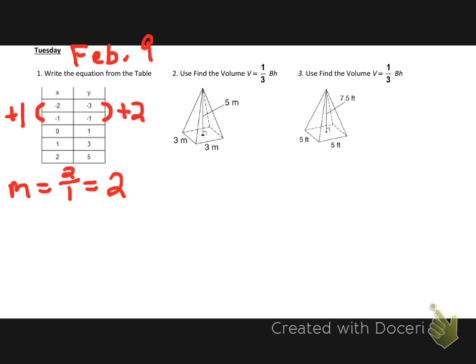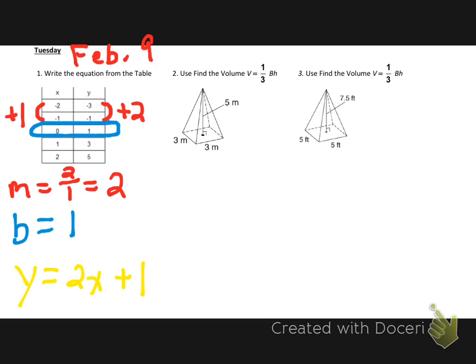Now remember, my b, that's going to be my y-intercept. B is where x is 0. So right here, my x is 0, so what's my value for y? It's 1. Now you've got everything you need to write your equation. You just got to write y equals m, my slope, x, plus my b, my y-intercept, 1. And that's all you do to write your equation for that line from the table.